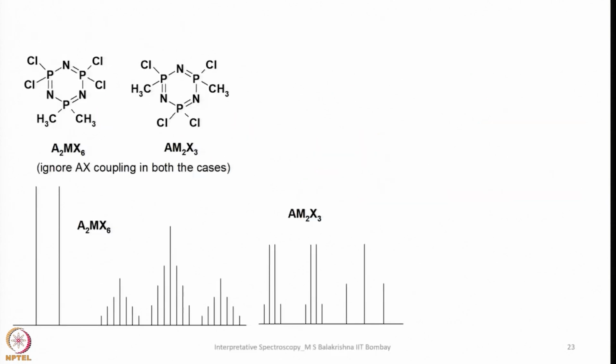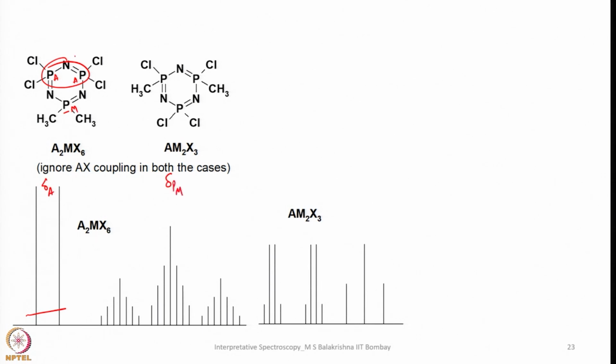I will show you the spectrum here. You can see an A2MX6 system. As I said, these two do not show proton coupling. I showed you there, but it will be something like this. It simply shows a doublet coupled with this one we are seeing here. If you say this is A and this is M, this is delta A, and then this is delta M.